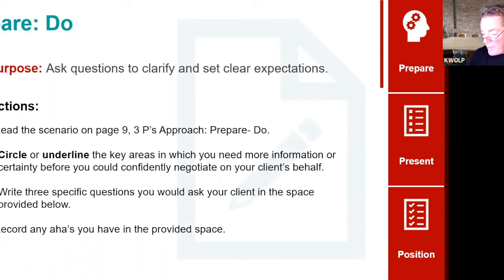All right, this is where we run into a couple of these scenarios. And if you printed out the manual, this is on page 9 of the manual. They just have you in here circle or underline the key areas in which you need more information or certainty before you would make a decision. Now we've got a couple minutes left in our time, but go through this scenario, print off the manual, go through the scenario, circle the things where you think you need more information, and go through the questions.